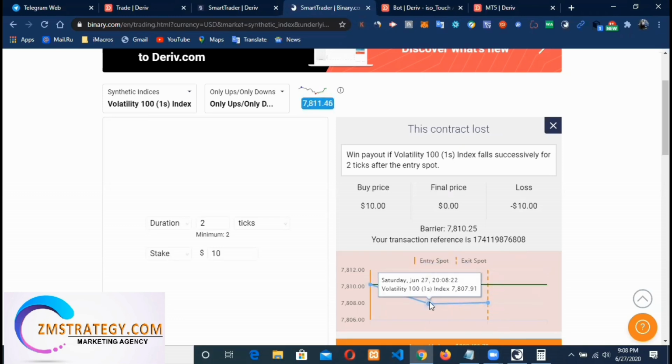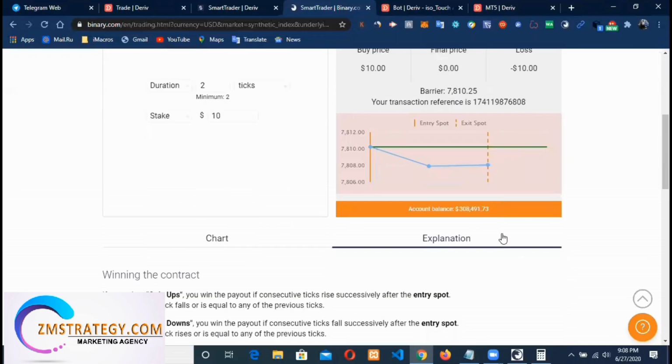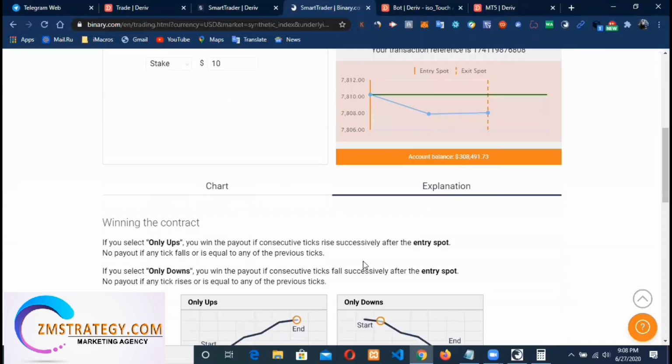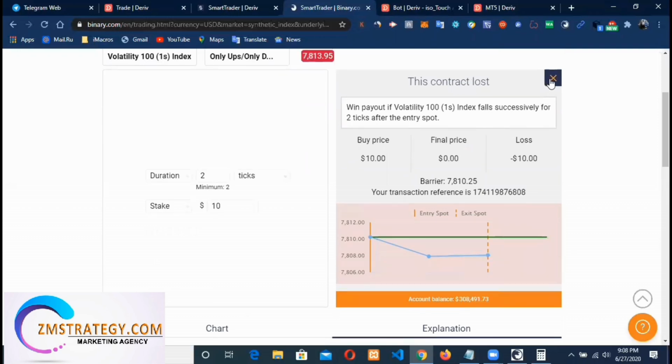The reason it was a loss is that the first one goes down. Now this other one must also be lower than this first movement, but since it's equal, it goes up, and that's why we end up at a loss. So it is also explained here. You can also read it as well.